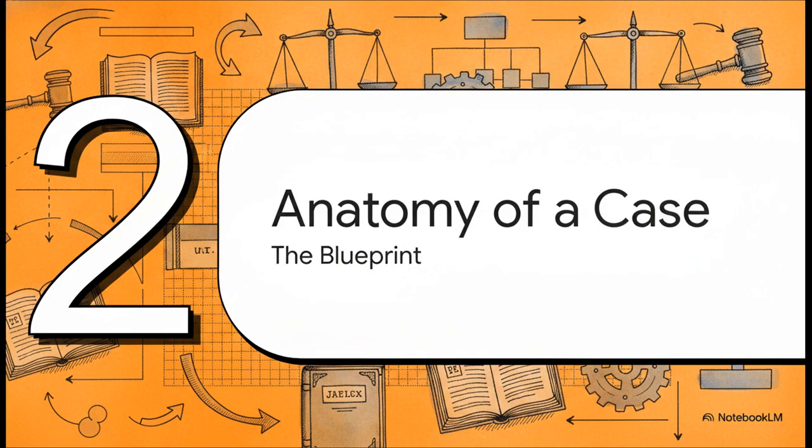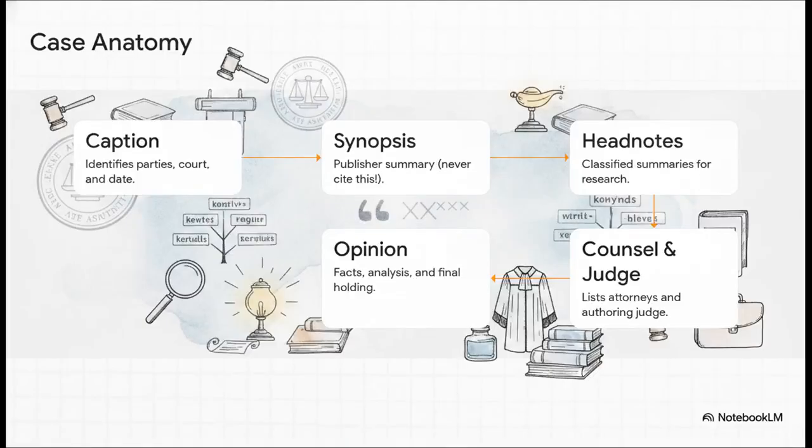Section 2, Anatomy of a Case. The blueprint. To navigate these decisions, you need to know exactly what you're looking at in a reporter. First up is the caption, which simply names the parties and the court. Next comes the synopsis. Now listen closely here because this is crucial.